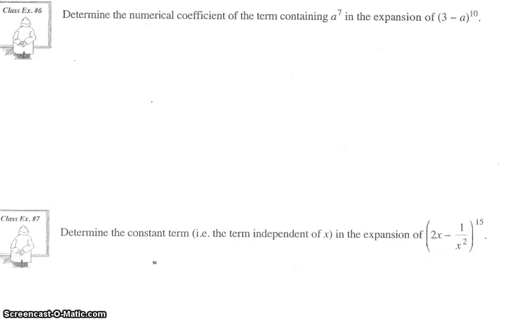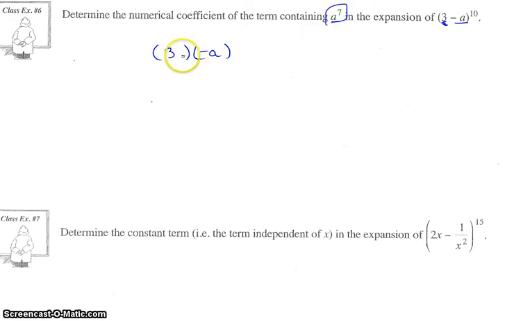Okay, on the next page we have example 6. Determine the numerical coefficient of the term containing a to the 7 in the expansion of (3 minus a) to the 10. Okay, I'm not going to expand all of them. We're going to do one term in the expansion, so 2 sets of brackets. We know the first term here, 3, goes in the first set of brackets. Negative a goes in the second set of brackets. And we want the term that would have a to the 7.